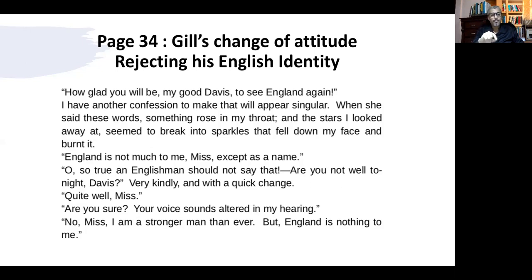Okay. Also true, an Englishman should not say that. "Are you not well tonight, Davis?" Very kindly and with a quick change. "Quite well, miss." "Are you sure? Your voice sounds altered in my hearing." "No, miss, I am a stronger man than ever, but England is nothing to me."